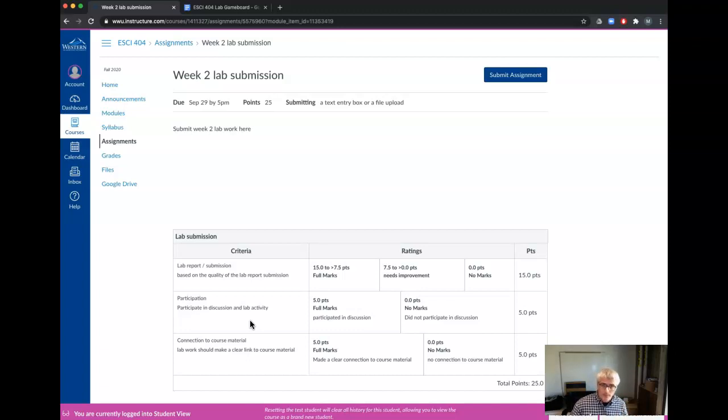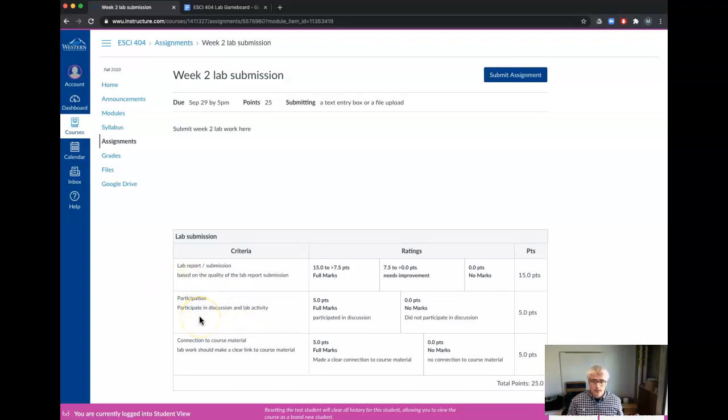Not intended to be long, but usually following this rubric. So the lab submission, a paragraph or two about what we did. We'll talk about that each lab so you have good direction there. That's worth between 0 and 15 points.